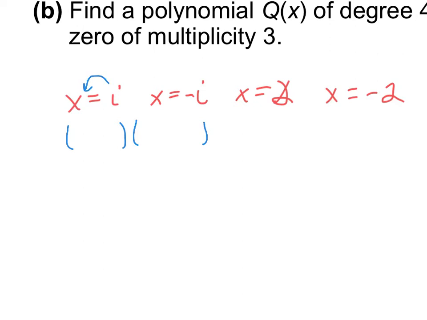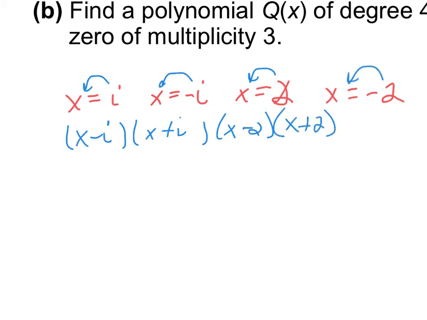When I move that over, what does it become? Good, x minus i. This one becomes what? Good, x plus i. This 2 becomes x minus 2, and this 2 becomes plus 2. And all of this equals 0. Now we're going backwards. You have a question?